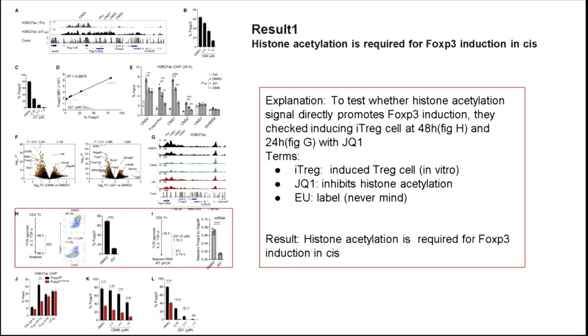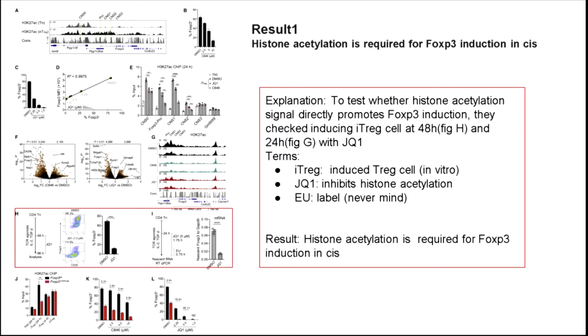This part revealed that histone acetylation induces Foxp3 in a cis mechanism. In figure H, they treated iTreg cells with JQ1 at 48 hours, although there is no direct explanation about the meaning of 48 hours. In this paper, I think the time 48 hours means that the initiation was already done and they are differentiating.